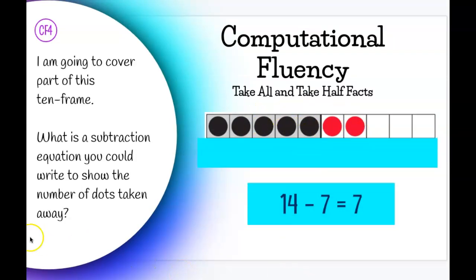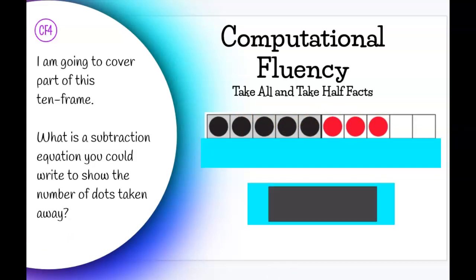Let's look at one more. Can you write an equation to show the number of dots taken away? Remember, there are dots under here.